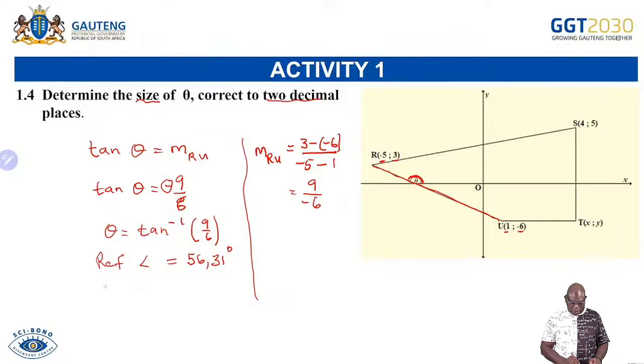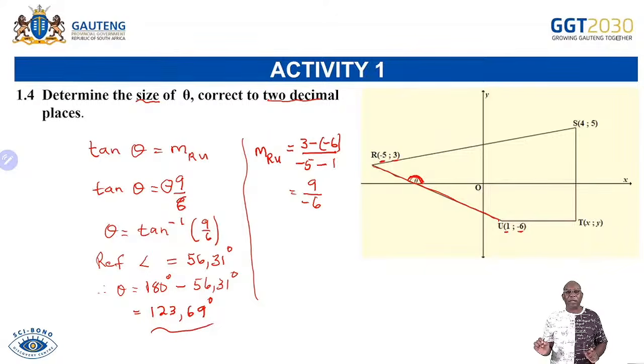Then from there, I can say, therefore, my theta will be, because it's an obtuse angle, it must be 180 degrees minus the reference angle. Then this is theta. So my theta is going to be 123.69. That is my theta. So the theta is that angle.